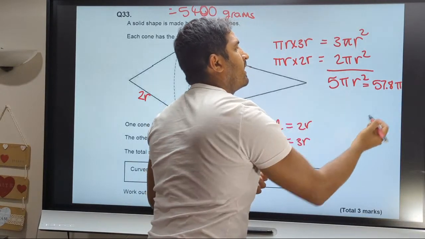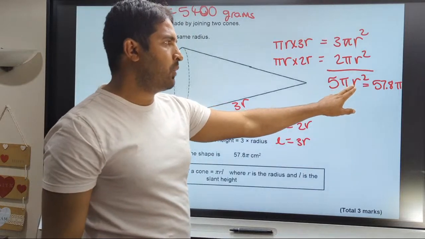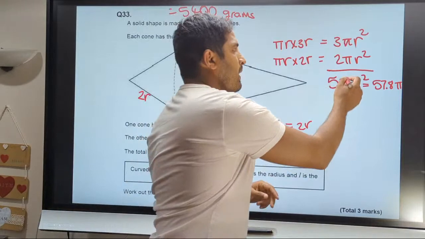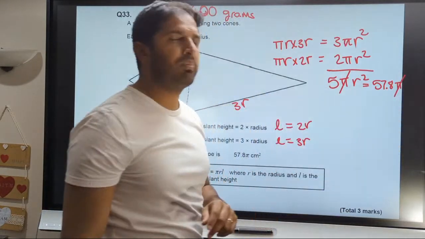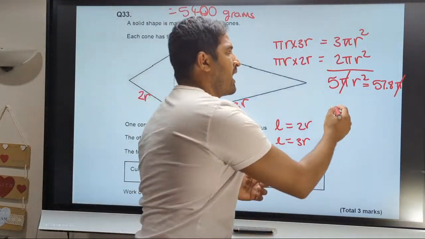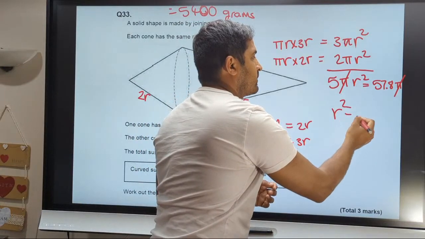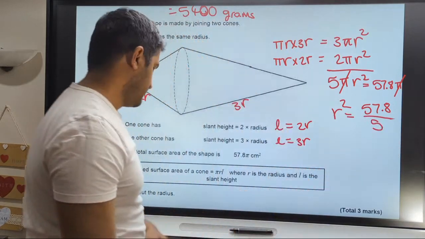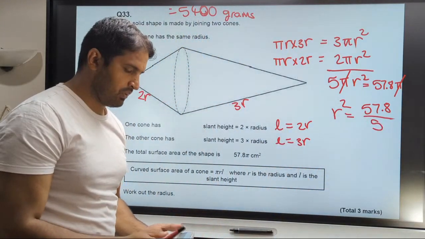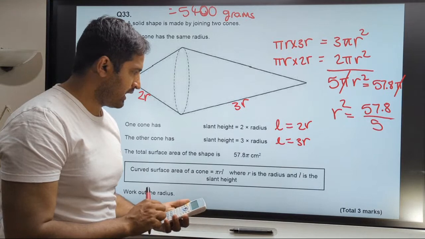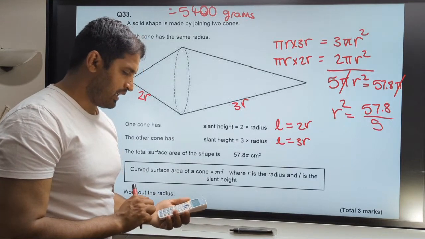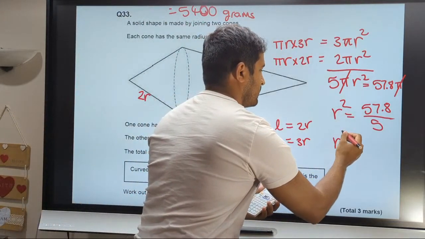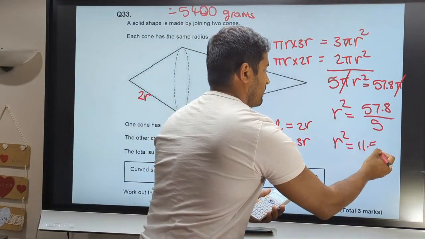So we can make that equal to 57.8π. Now we don't know what R is, but we can divide both sides by pi and 5. So divide by pi, you can cancel pi on both sides. And then divide by 5, you get R squared equal to 57.8 divided by 5. It's a calculator paper, so we can just use the calculator. 57.8 divided by 5, and I get 11.56. R squared is equal to 11.56.